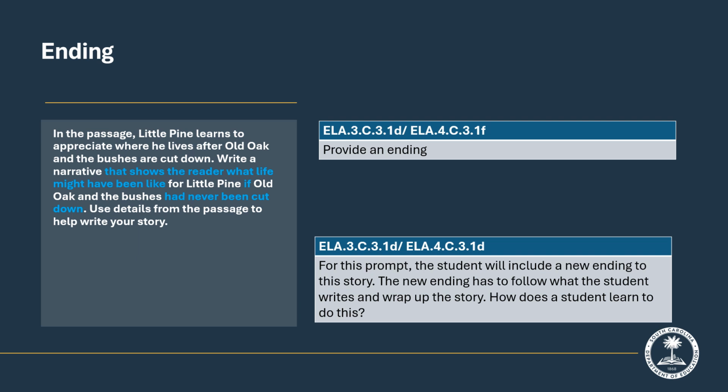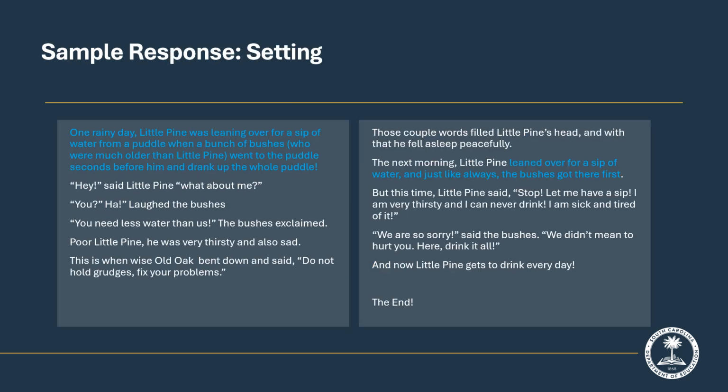Students are expected to wrap up the story in a way that fits or follows from the story. This is from a student's TDW response. Let's look at what is in blue. The student begins with the environment provided in the story, but adds a puddle. Notice in the second half that the writer continues using the puddle as part of the setting. How does the puddle also impact the plot of the story, and how does it impact the character of Little Pine?